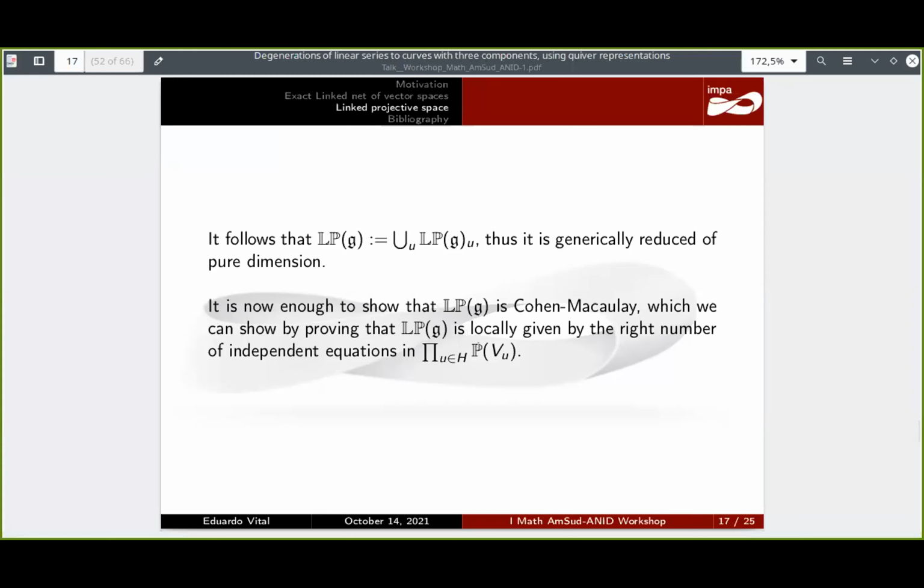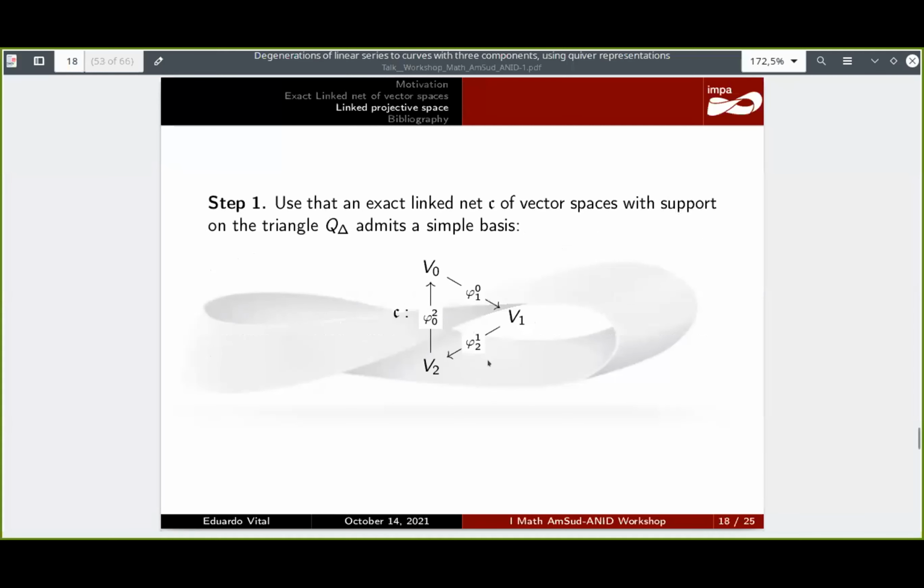So we know the dimension of this product of projective spaces. We know the dimension of LPG. So we know the expected codimension of LPG inside this product of projective spaces. Now, we prove it in 2 steps. One, we prove the theorem for a linked net with support in the triangular quiver. Then after that, use this first step to conclude, right?